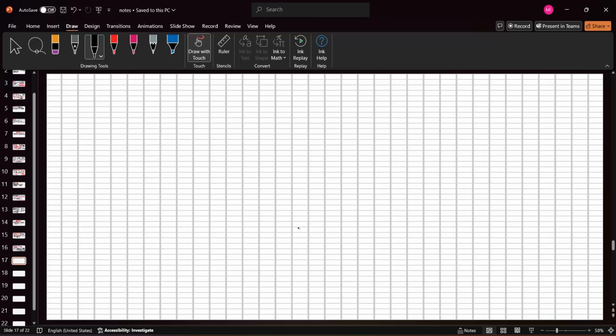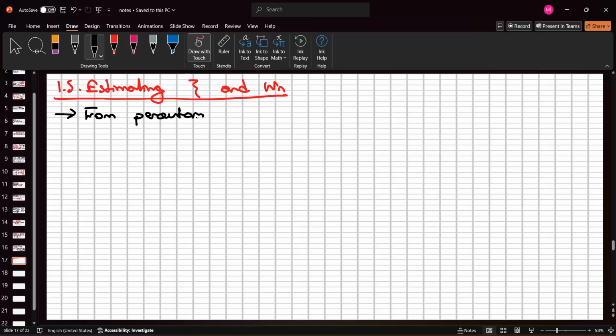First of all, we need to create another section, estimating zeta and Wn. If we estimate these two things, then we can write our formulations in the second order form, in the transfer function domain. Okay, and so from the percentage overshoot from the graph, the graph may have this kind of response.